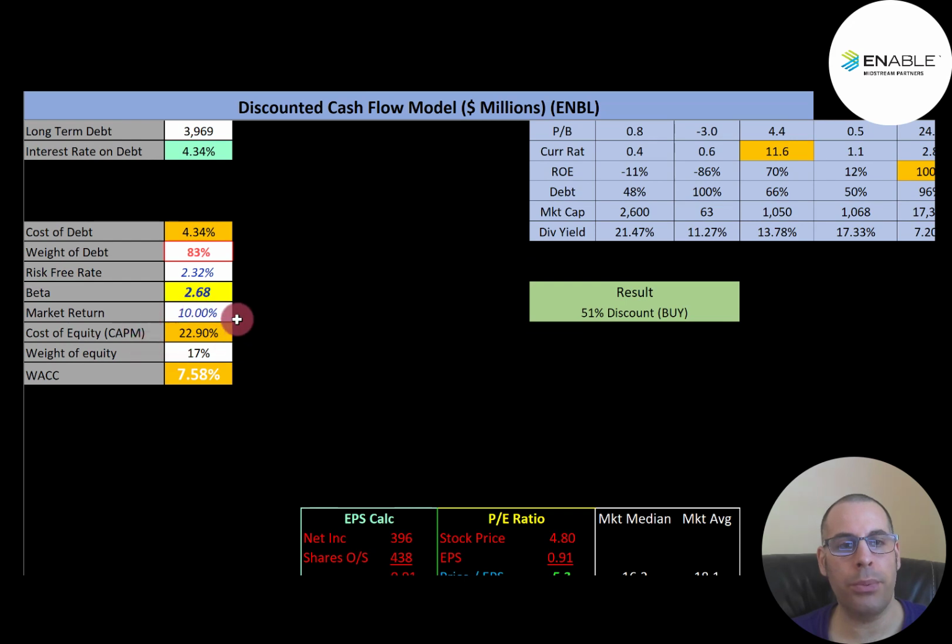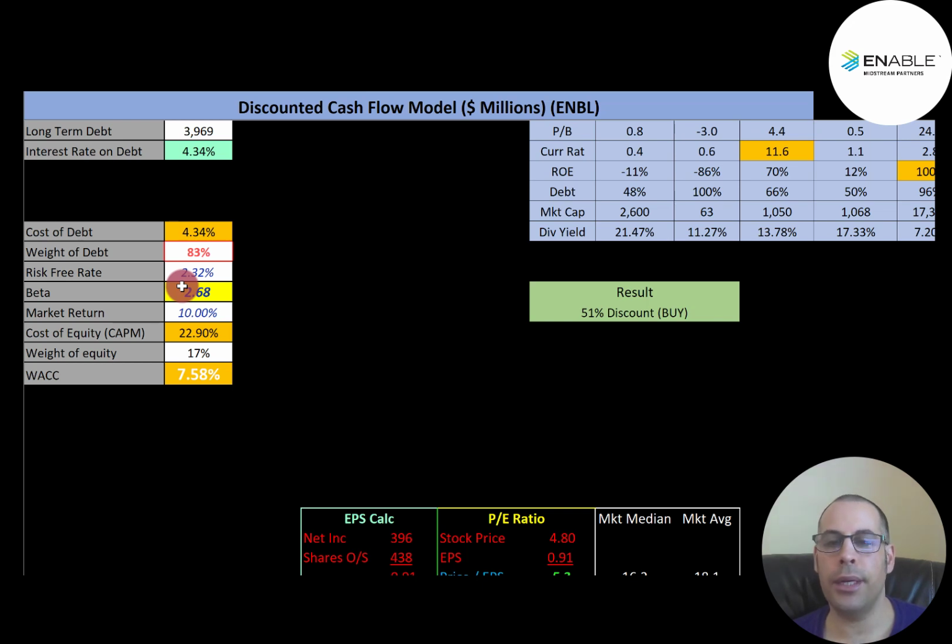Cost of equity is 22.9%, and to calculate cost of equity, we use a capital asset pricing model. And part of the CAPM formula is the beta, and they have a really high beta, 2.68. Beta is a measure of a stock's volatility in relation to the overall market. The S&P 500 has a beta of 1. This stock has a beta of 2.68, so if the S&P goes up 1% in a given time frame, this stock should go up 2.68%. And if the S&P goes down 1%, this stock should go down 2.68%.